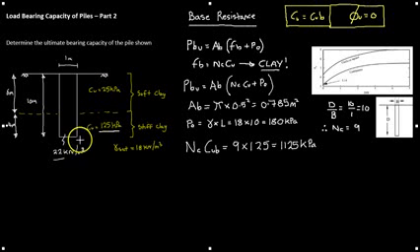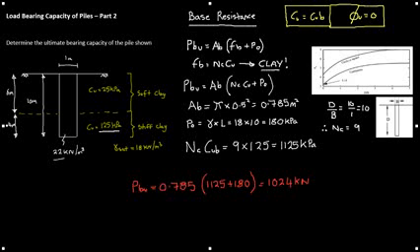So 9 times 125 equals 1125 kilopascals. So we can put that all in now into our PBU. So PBU equals 0.785 brackets 1125 plus 180 close brackets equals 1024 kilonewtons for the ultimate base resistance of this pile.